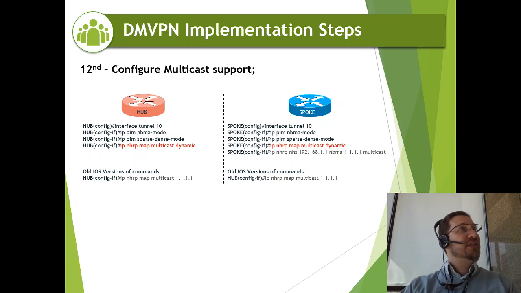On this slide, we have the configuration to implement multicast on the tunnel interface. It works like any other interface, and you complement the configuration with IP PIM sparse-dense mode or sparse mode, or an IP NHRP map multicast dynamic. This is an important command that should be used.